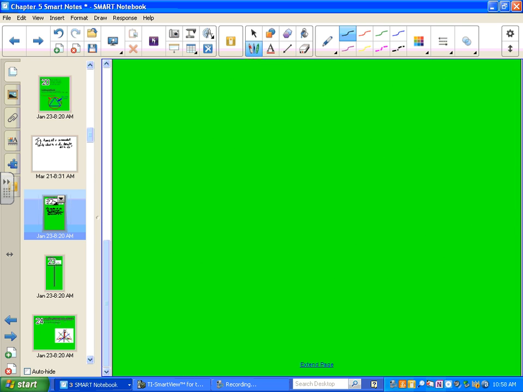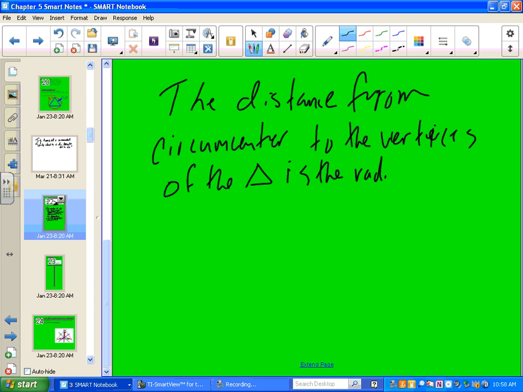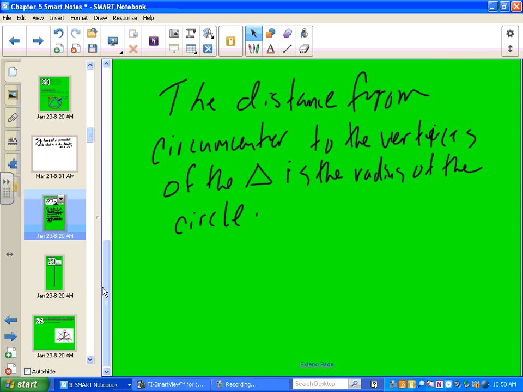The distance from the circumcenter to the vertices of the triangle is the radius of the circle.